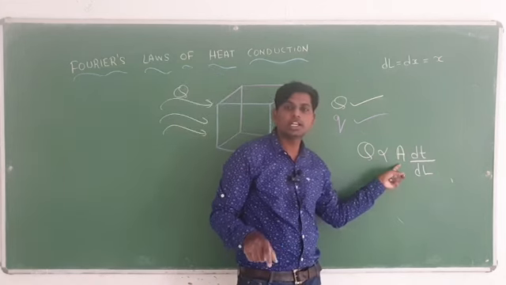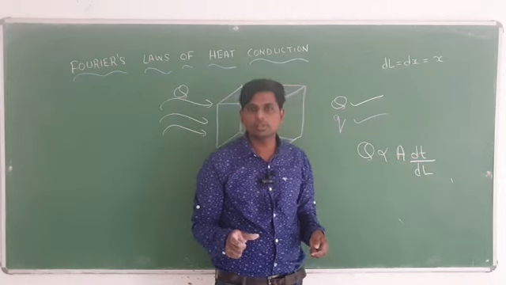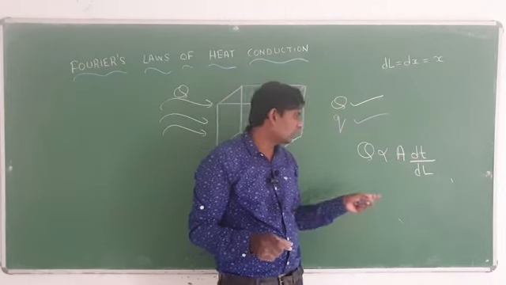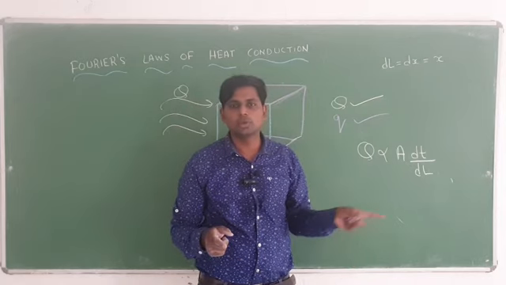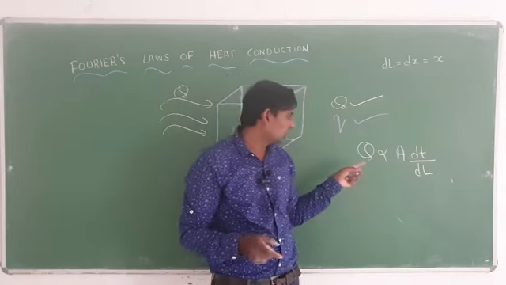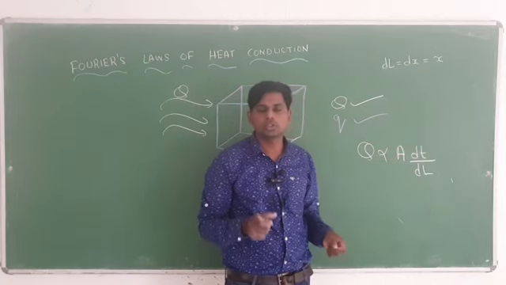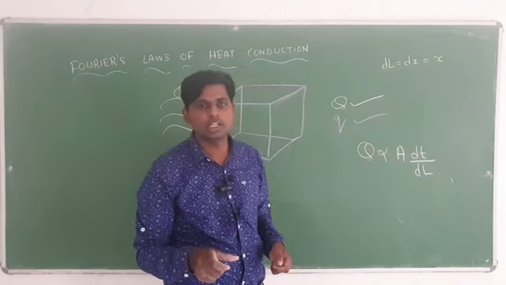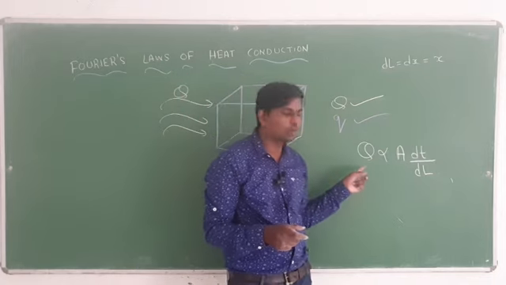The gradient means a difference in temperature, and it is inversely proportional to its path or length. So you can say that Q is directly proportional to A dT by dx. Most of the problems you can do with the help of this formula only.